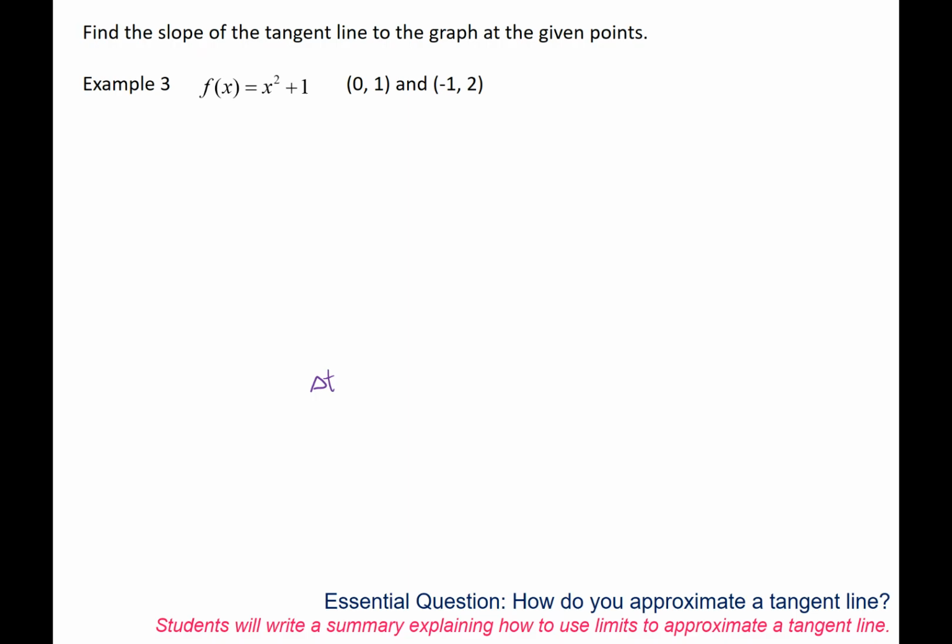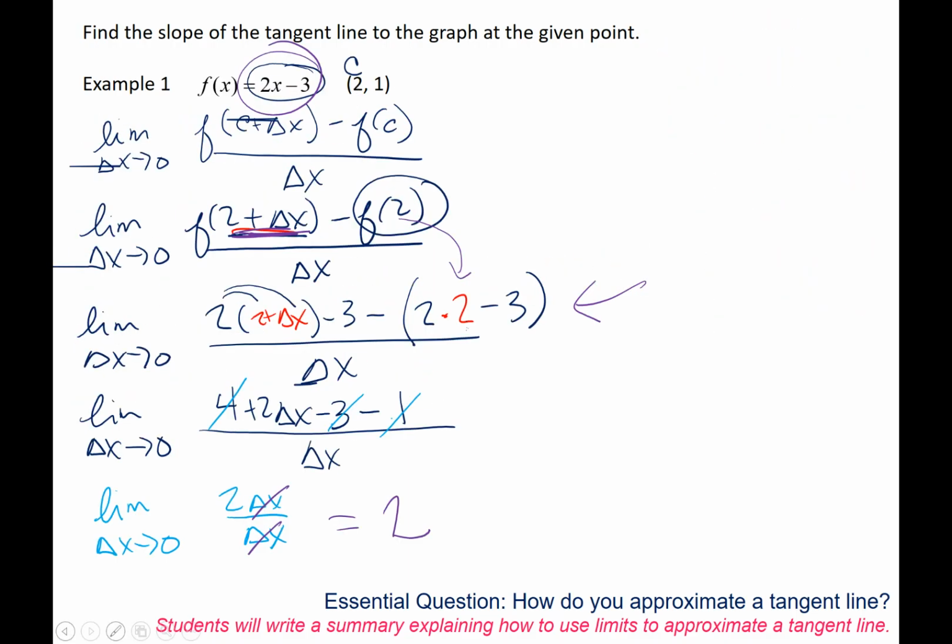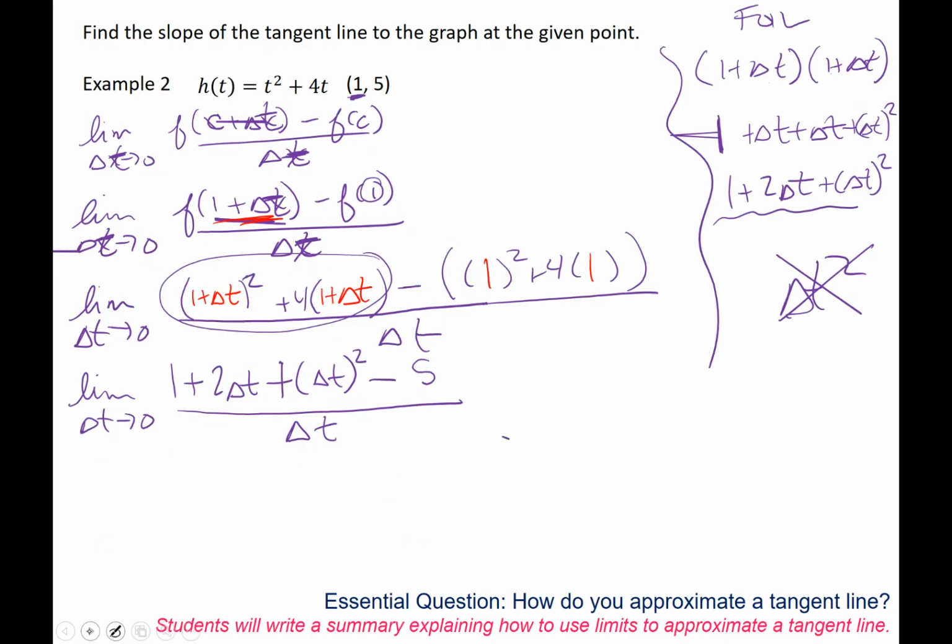What did I do wrong? I don't know where I got it. What happens to 4 times 1 plus delta t? Oh, that's where I'm missing stuff. Thank you. I'm like, something's going really wrong, because it's not canceling like it's supposed to. Okay, I messed up. Thank you for catching that.